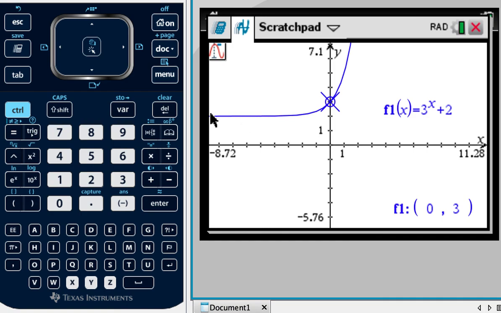So the coordinates of the point where it cuts the y-axis is (0, 3), and as x increases, this function is moving up and is increasing. So that's an exponential curve. We'll do part B in the next video.